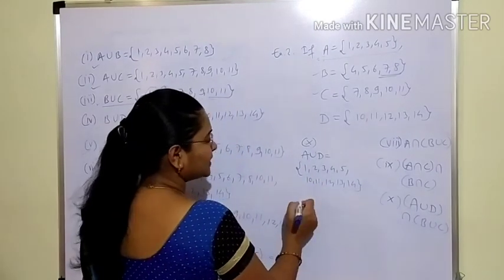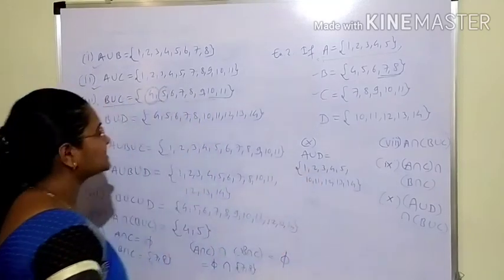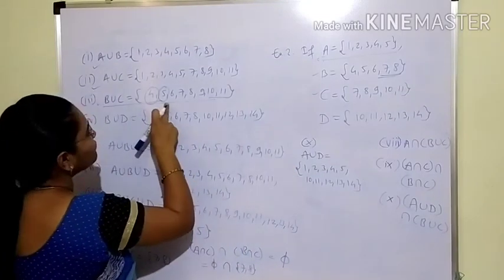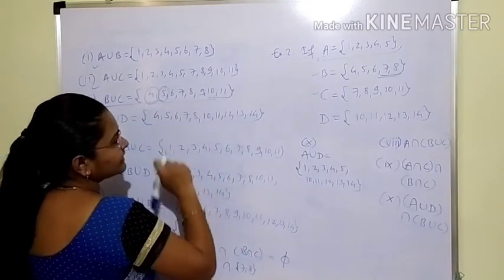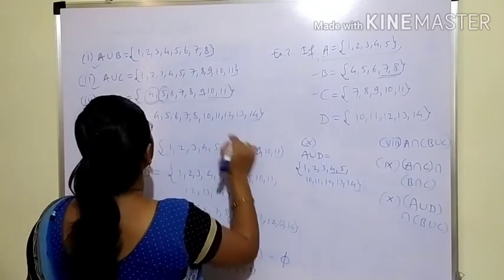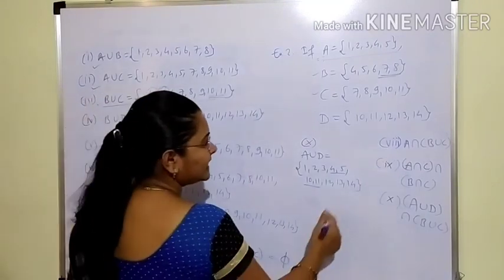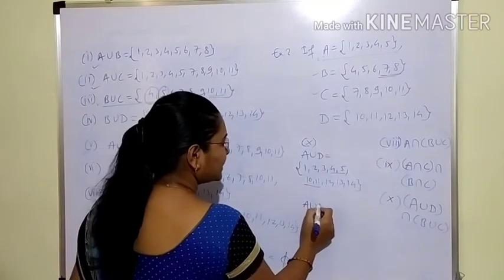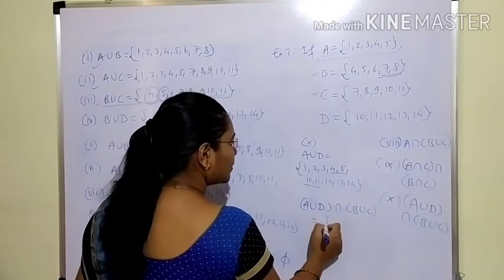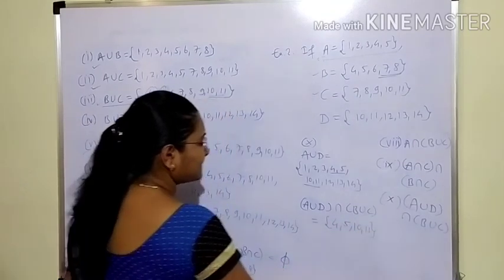Then B union C. We already have B union C, no need to write it. So if you will observe both these sets, 4, 5, 6, 7, 8, 9, 10, 11 and here 1, 2, 3, 4, 5. Here also 4, 5 and 10, 11 is there. So in their intersection, A union D intersection with B union C has only 4 elements, that are 4, 5, 10 and 11.